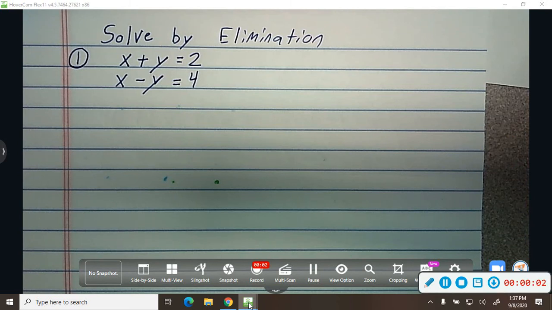So when I look at this, what would happen if I added this together? Would anything eliminate? Yeah. What eliminates? Y's. So sometimes you get a system where they already eliminate. You don't even have to do anything to them. So let's just add them together.